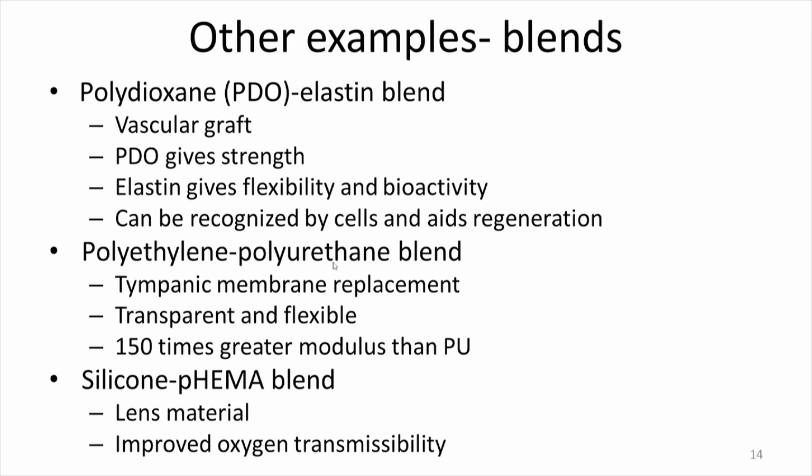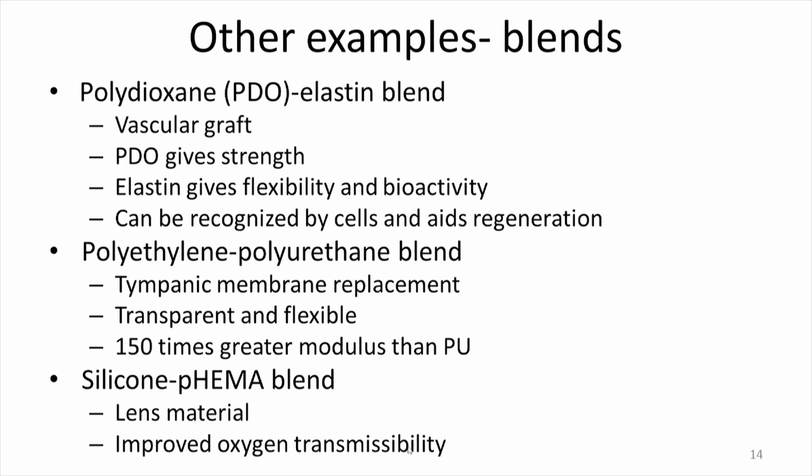Polyethylene polyurethane blend, tympanic membrane replacement, transparent and flexible, the flexibility comes from polyurethane, okay. It has got a higher modulus than polyurethane. Silicone PHEMA, okay, lens material, because hydroxyethyl methacrylate is anyway used in soft contact lenses.